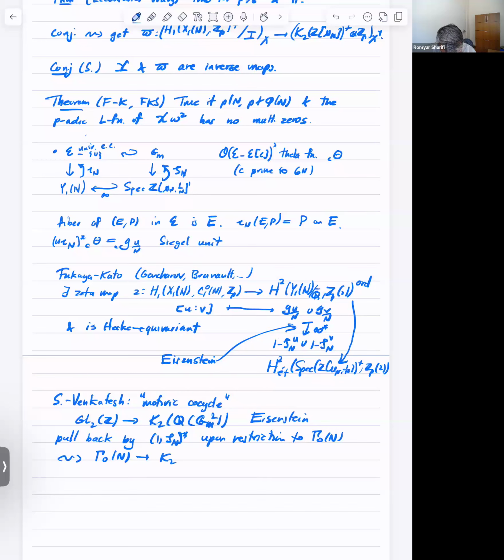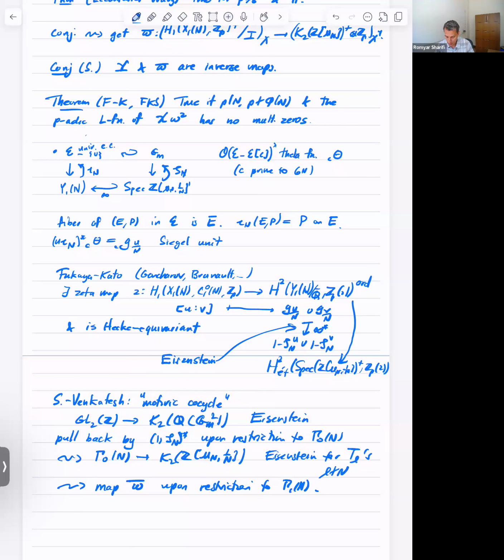So it gives us a map like this, which is Eisenstein away from the level, for the T_l, l not dividing n. And this gives us our map epsilon upon restriction to gamma 1 n. Okay. And so it's like a totally different approach, but you can see that they're linked through this picture I drew.